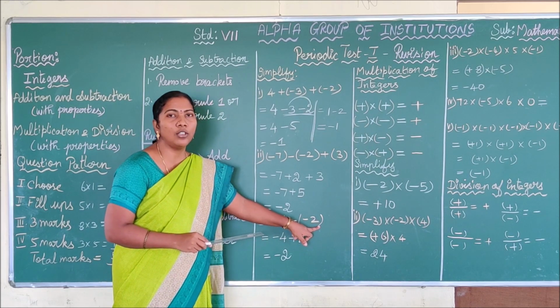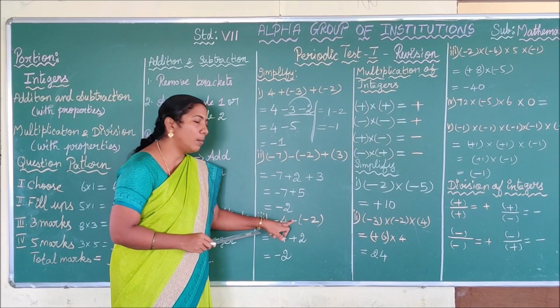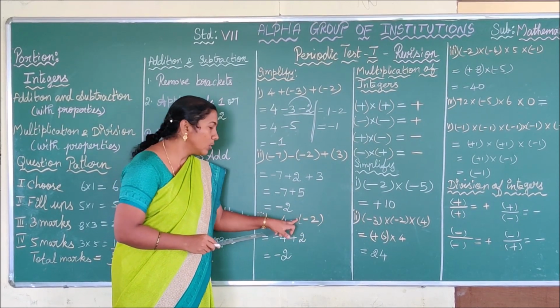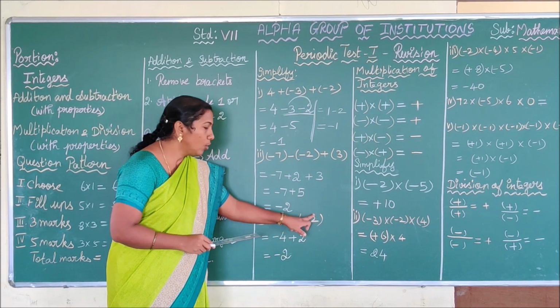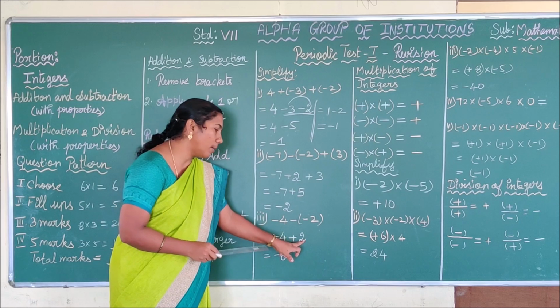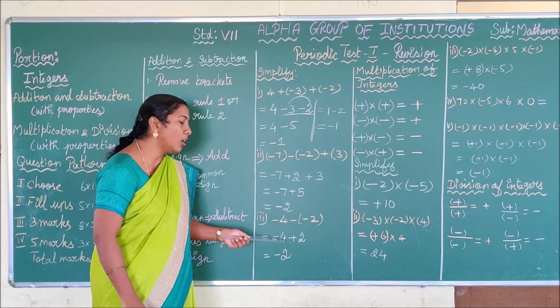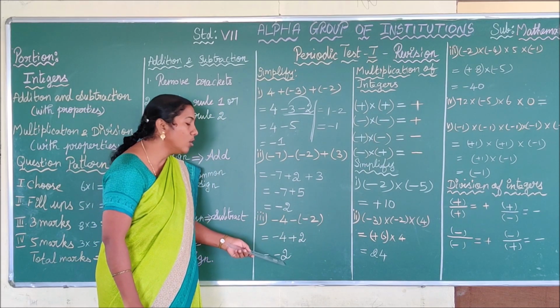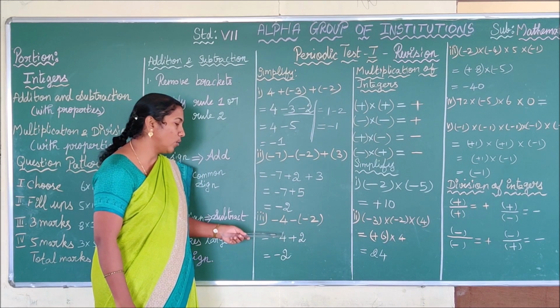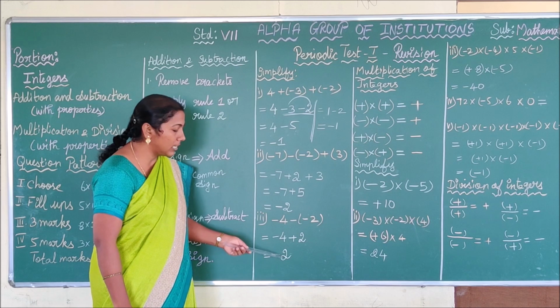See the last one, minus 4, minus of minus 2. First step is you have to remove the bracket. By removing the bracket, you have to multiply the symbol outside the bracket and inside the bracket. So, minus into minus, plus 2, right as it is. So, minus 4 plus 2. As per rule 2, you have to subtract the smaller number from the larger number. 4 minus 2, your answer is 2. And the result takes the symbol of the larger number. Here the larger number is 4, its sign is minus. So, your answer is minus 2.